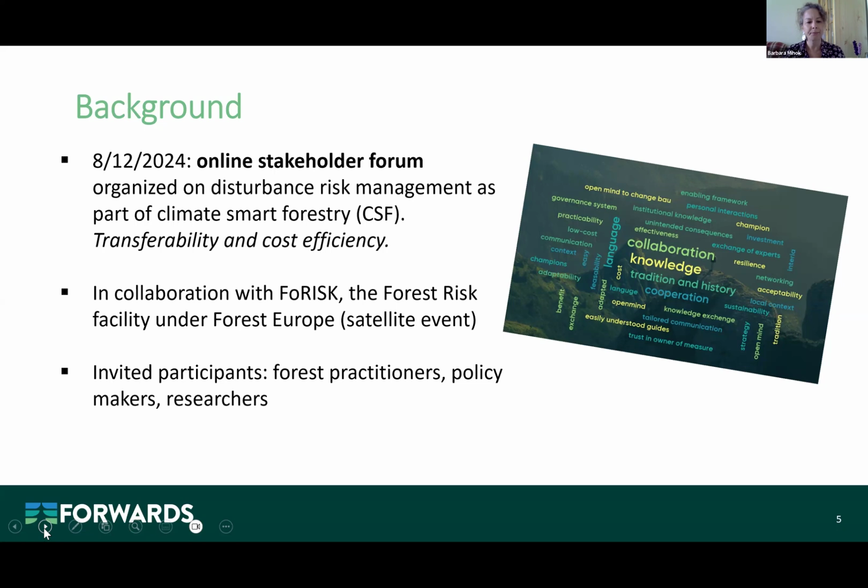This was organized in December of 2023. This was an online stakeholder forum, which was organized by the Forest Europe. So it was a satellite event of Forest Europe. And we were invited to provide methodological support and assistance for organizing this online stakeholder forum. And the topic of the forum was about disturbance risk management as part of the climate smart forestry. Two main issues were addressed: transferability of these disturbance risk management measures and cost efficiency of these measures. The invited participants included forest practitioners, policymakers, and researchers.